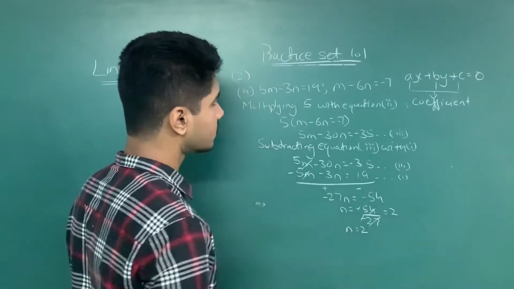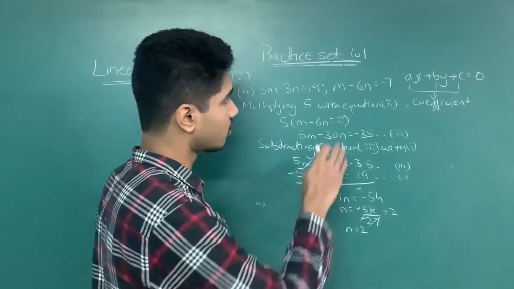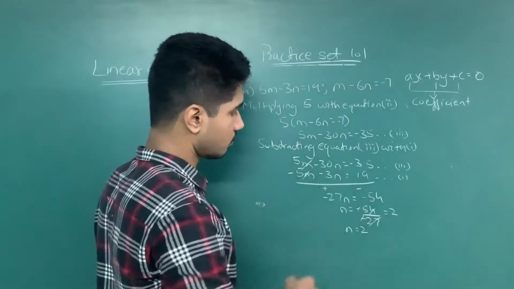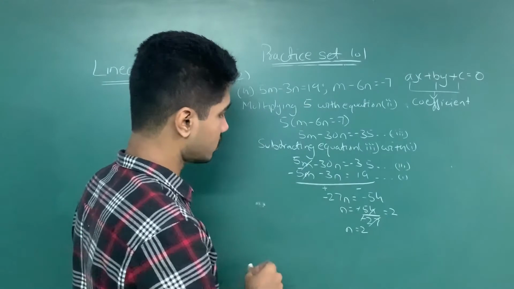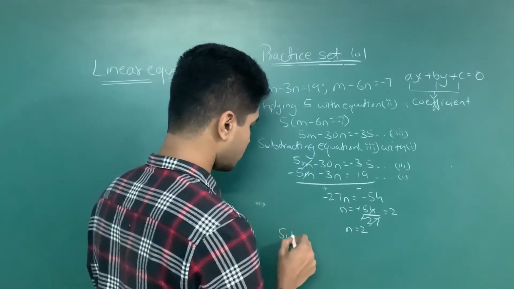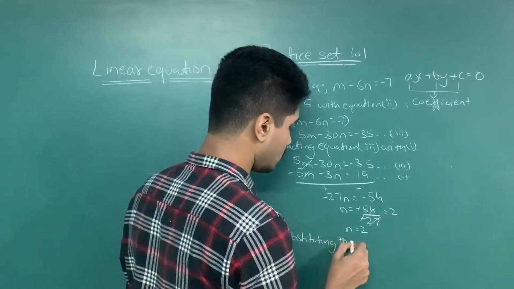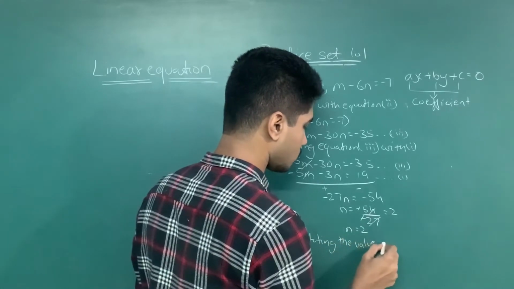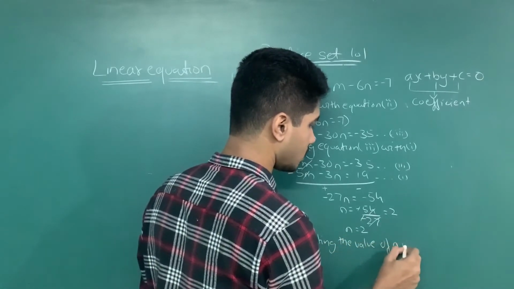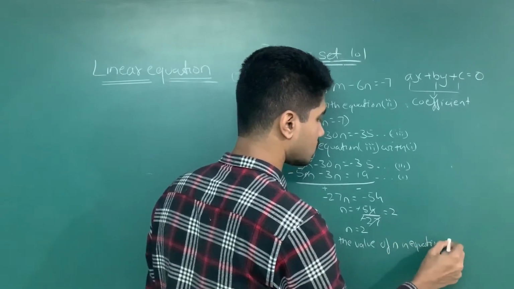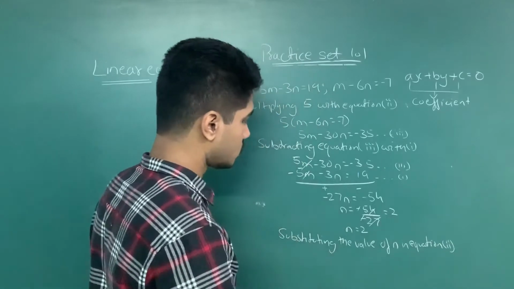So you can substitute the value of n in the original equation, that is in equation 1 or equation 2. So I'll substitute in equation 2 itself. So substituting the value of n in equation 2. So what do I get?